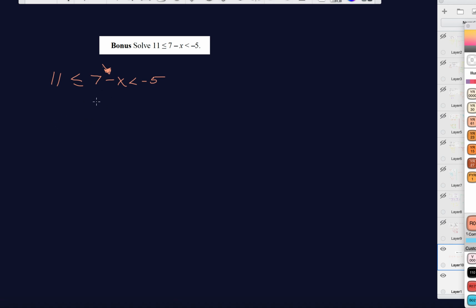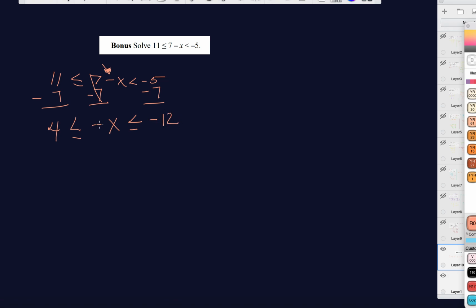But what do we have to do first? We have to get that variable by itself. We have to isolate that variable. So we're going to subtract 7. If I do it there, I have to do it here, and I have to do it here. Okay? So 11 minus 7 is 4. Less than or equal to negative x. Don't drop the subtraction. It doesn't go away. It's still minus x or negative x, negative 12.